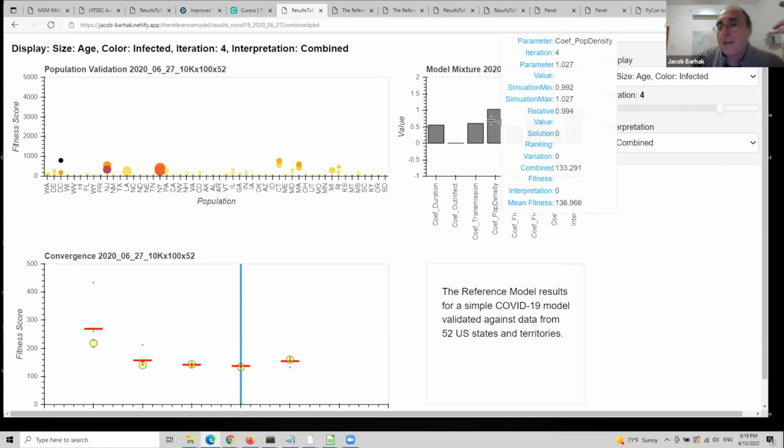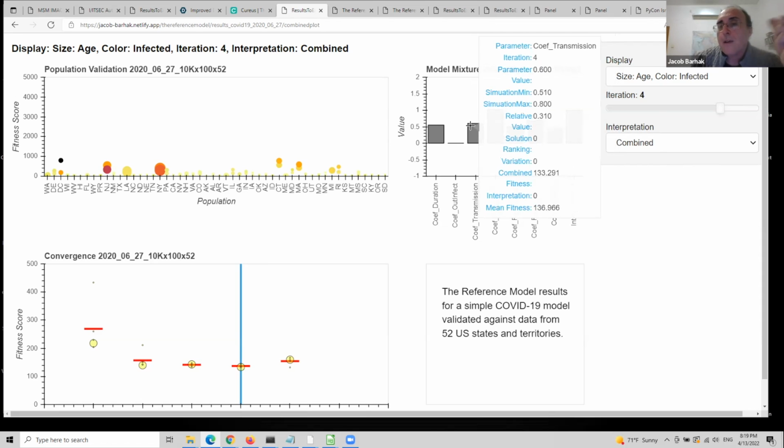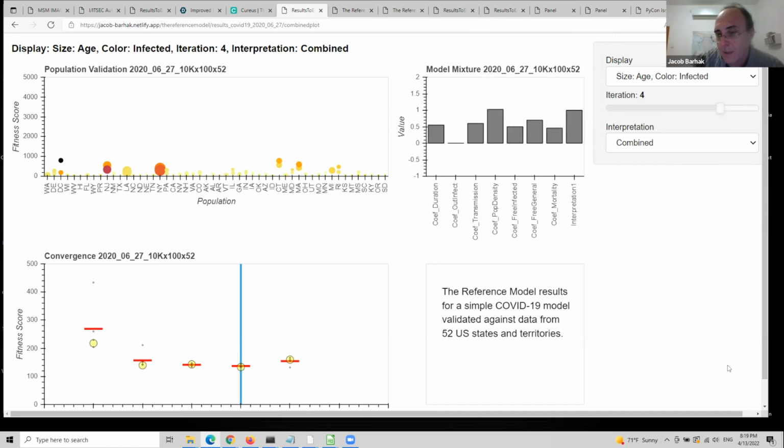Iteration 4 was kind of the best results: a 0.6% probability of transmitting the disease per encounter with one person who has the disease. So it doesn't seem like a lot. What do you think? How accurate is this number?